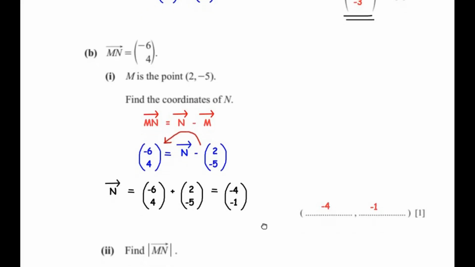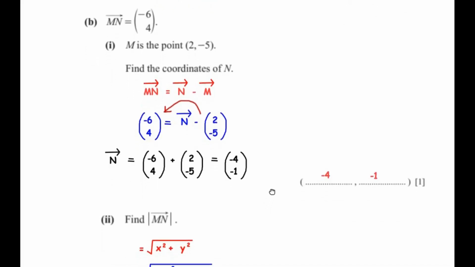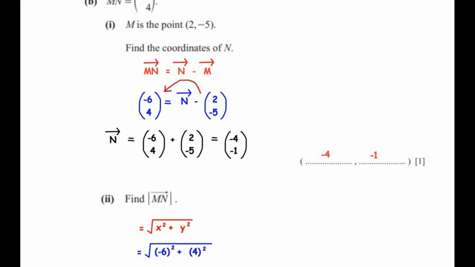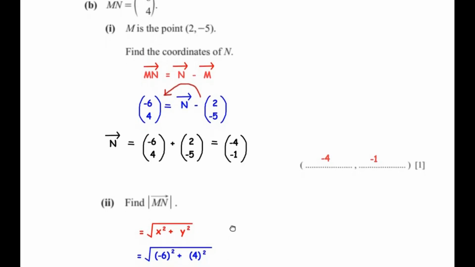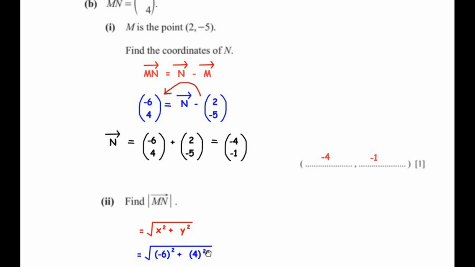Now in the next question, we have to find out the absolute value of the vector MN or the magnitude of the vector MN. Now the formula to find out the absolute value or magnitude of a vector is given as square root of x squared plus y squared. Means we have to take the x coordinate of MN and square it and add it with the y coordinate of MN. For MN, x is negative 6 and y is 4. So here we have substituted their respective values, that is negative 6 squared plus 4 squared.